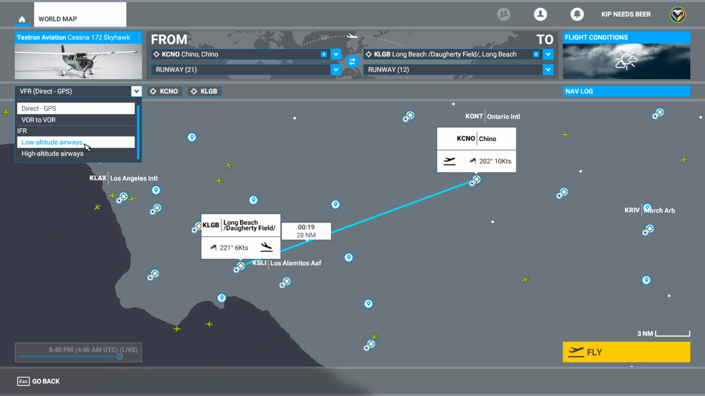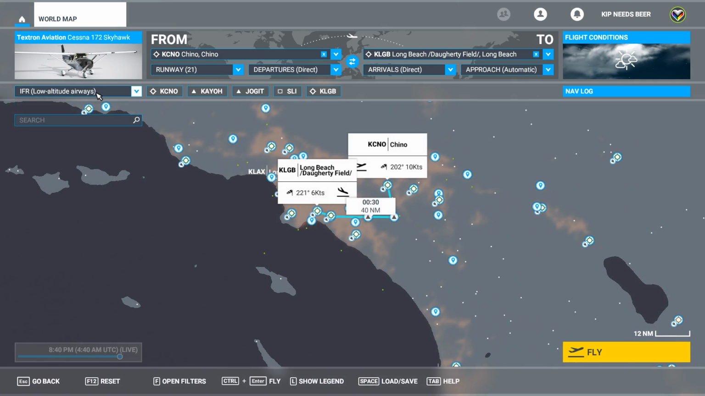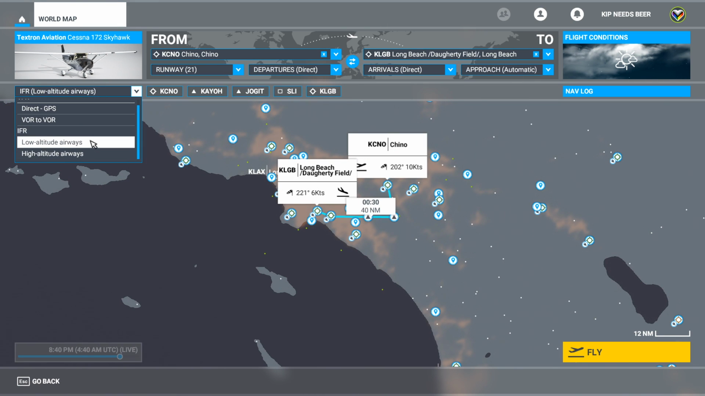For us, since we're flying the Cessna 172, it has a ceiling or maximum altitude of 14,000 feet. So in that case, we're going to choose low altitude, which in the United States covers everything under 18,000 feet. And if you're curious, low altitude airways are also referred to as the Victor Airways in the United States. And high altitude airways are referred to as jet airways, and those are above 18,000 feet.